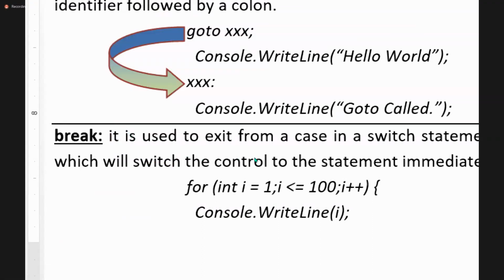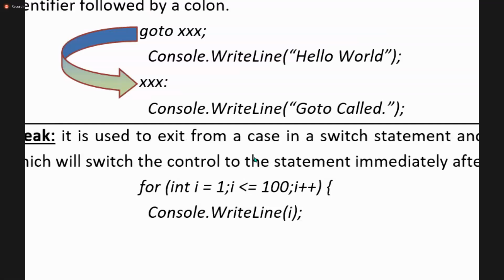What is the output of the program? I'm very clearly showing you with an arrow mark there. The output is "goto called". It won't print "hello world". Why? Because I used goto. Goto xxx. What is xxx?